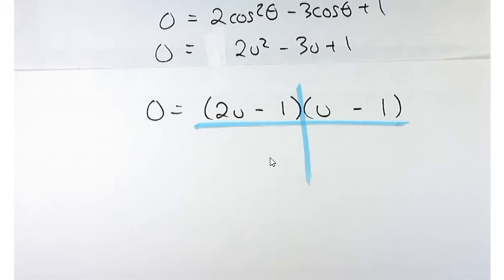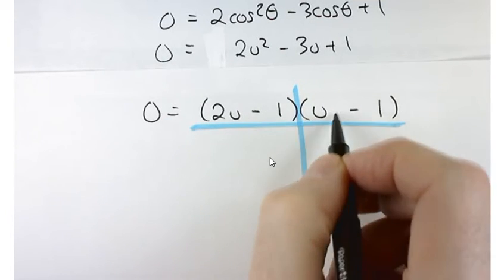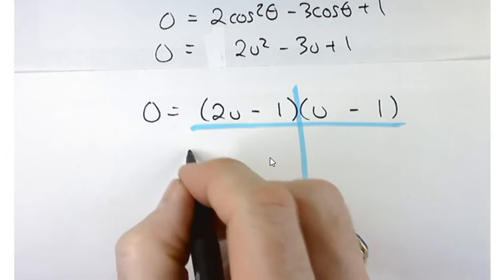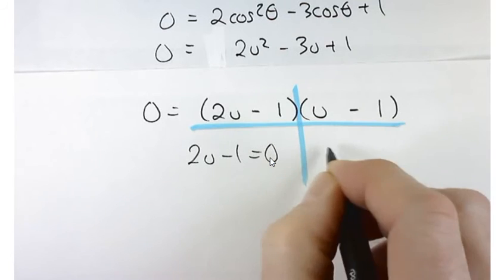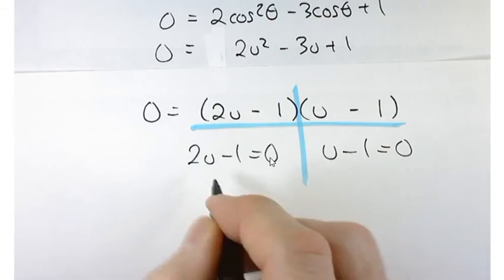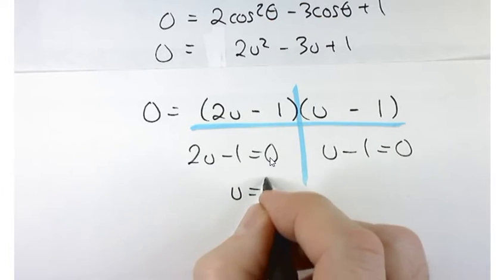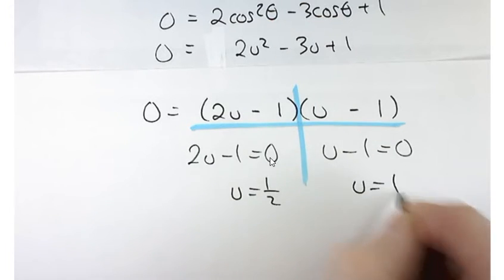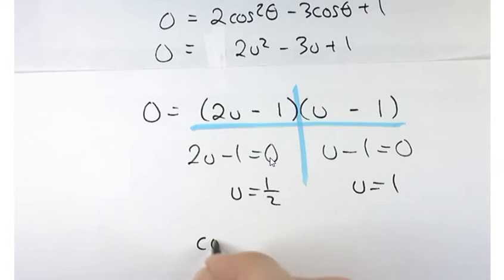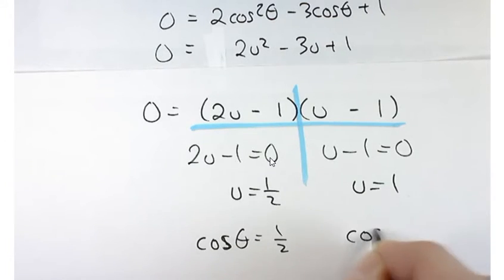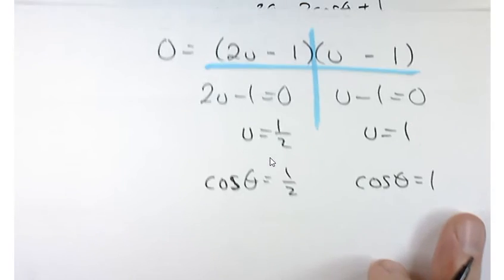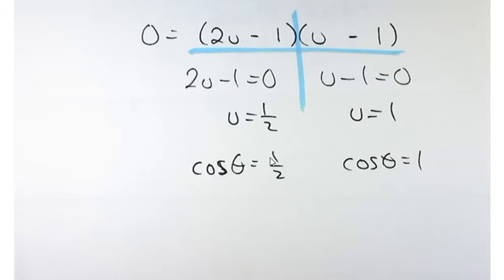So the nice thing now is that, since you have something times something equals 0, either 2u minus 1 equals 0 or u minus 1 equals 0. Add 2 or add 1 and divide by 2, you get u equals 1/2 or u equals 1. Meaning cosine of theta equals 1/2 or cosine of theta equals 1. And we've already solved that part. So yay.